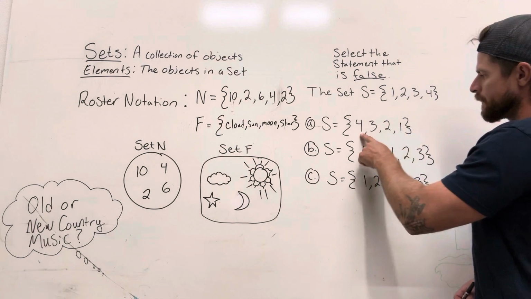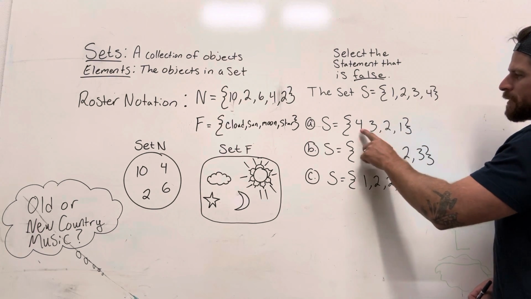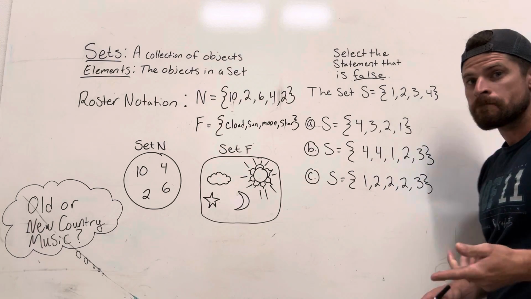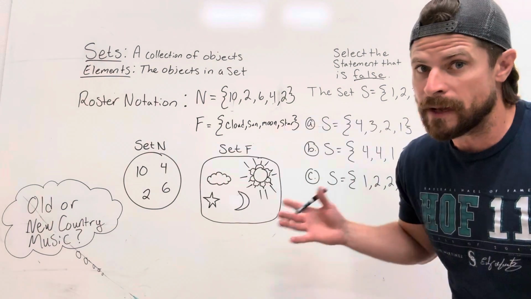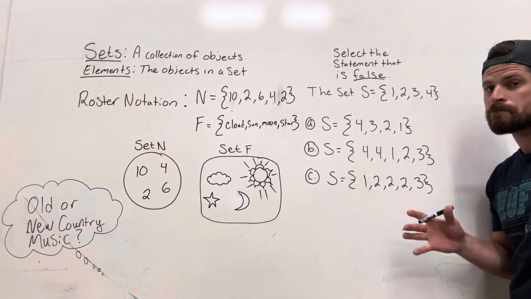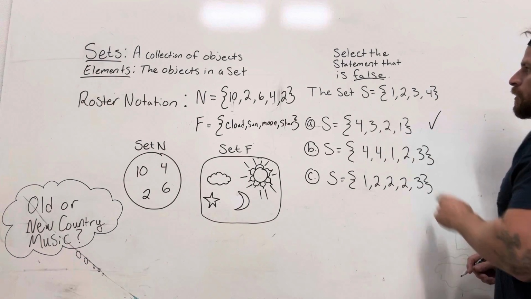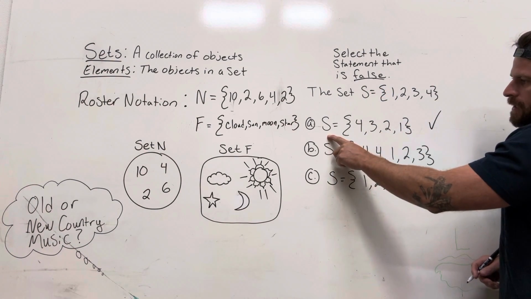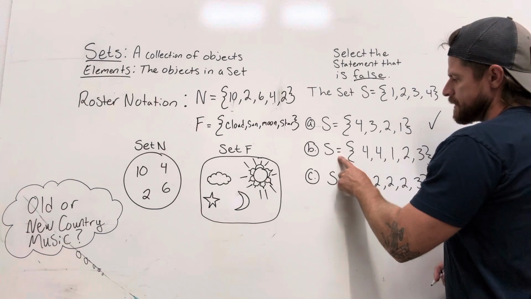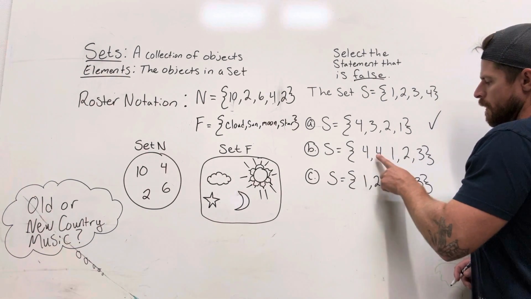So I've got a 4, I've got a 3, I've got a 2, I've got a 1, but they're going from high to low. Does that matter? Nope. Remember what I told you over here. It doesn't matter what order we put those numbers in, as long as they're all in there. So we are good here. This one checks. So we're looking for the false one. A is not it. A is good. S is equal to 4, 4.